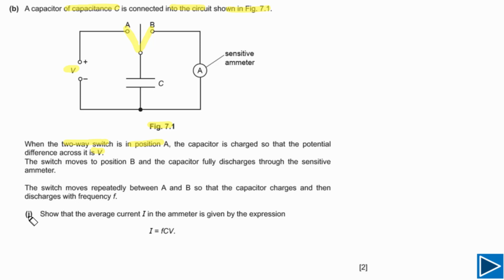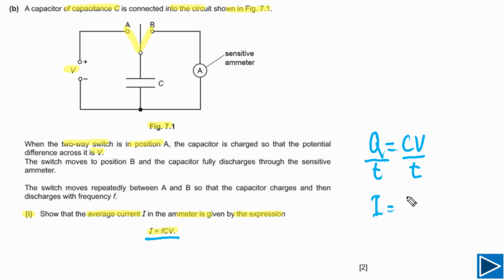The question is asking us B1. For B1, we need to show that the average current in the ammeter is given by the expression I is equal to FCV. In order to prove that I is equal to FCV, we can simply start from Q is equal to CV. Now if we divide both sides by T, and T is the time taken for a capacitor to charge and discharge, then on the left side we have Q over T, and Q over T is equal to I.